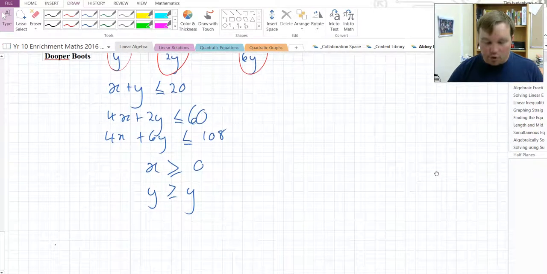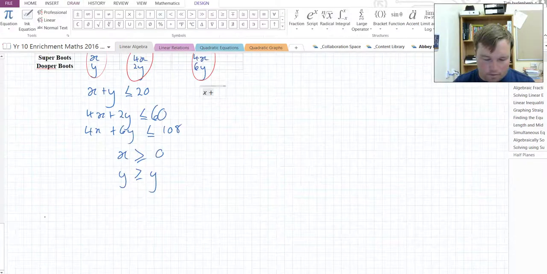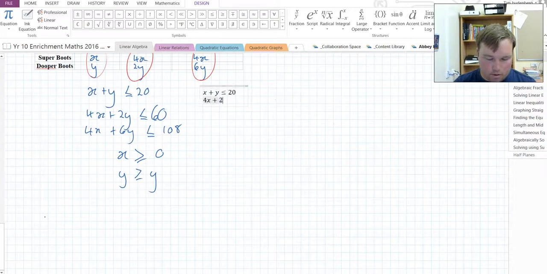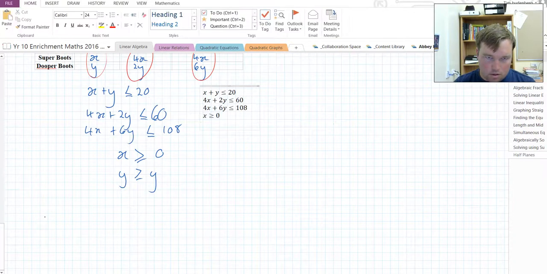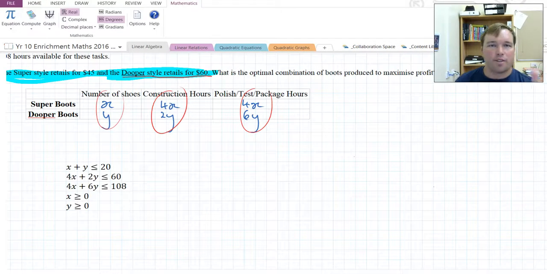Alright, remainder of the example, we're going to graph those. I'm going to pause it, type them out, and then it makes graphing them quite quick and easy for me. Alright, so type them up.